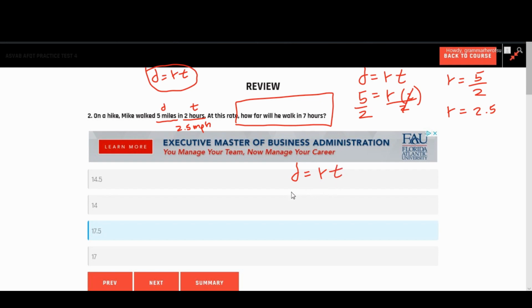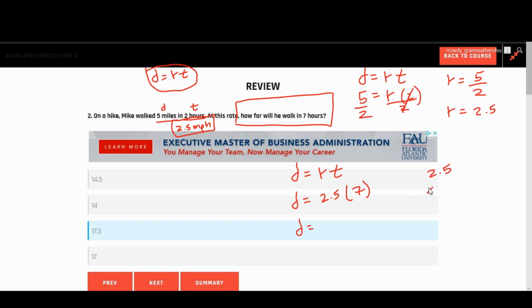Now we're being asked to find the distance given that we know the rate as well as the time. So again, distance is what we're trying to find, so I'm going to leave that as D. We know the rate is 2.5, which we saw from the first part of the problem, and we know the time is 7 hours. So distance equals 2.5 times 7. If you can't do this in your head, you can always work it off to the side.